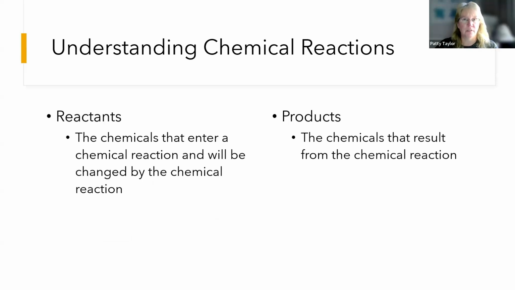We also need to understand two terms, reactants versus products. Reactants will be chemicals entering into a chemical reaction. They will be the ones changed by the reaction. The products are the results of the chemical reaction. So when we talk about these two terms, you'll have a grasp on what's entering versus what is exiting the chemical reaction.